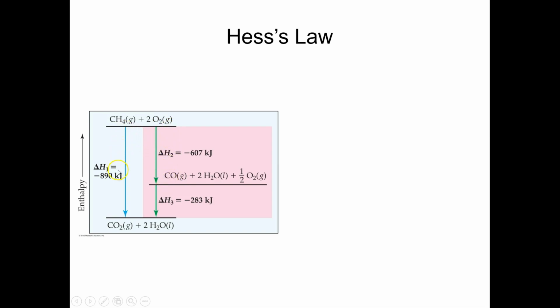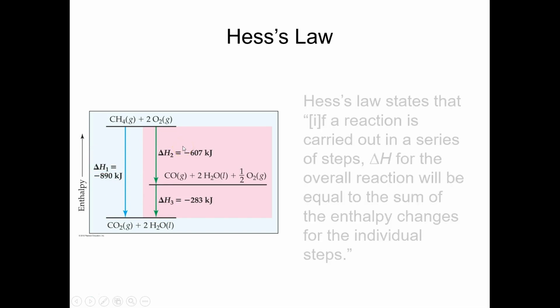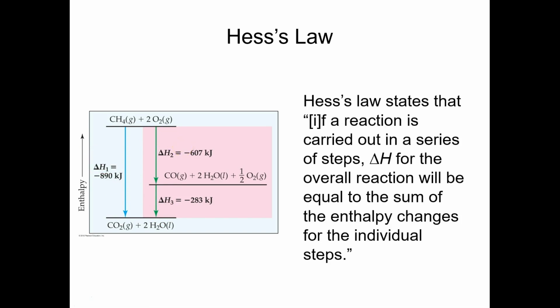But if I can measure this one, the blue arrow, the complete combustion to carbon dioxide, and then I can measure the value for taking carbon monoxide and burning it in oxygen to give me carbon dioxide, I can simply subtract delta H3 from delta H1 to give me delta H2. So here's what Hess's law says. Hess's law says that if a reaction is carried out in a series of steps, delta H for the overall reaction is going to be equal to the sum of the delta H's for the individual steps.